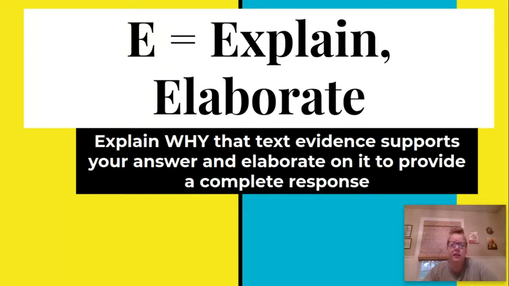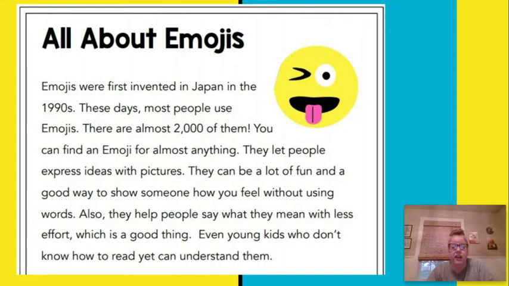And the E in RACE stands for explain or elaborate. So you're going to explain why that text evidence supports your answer, and you're going to elaborate or expand, give more information on it to provide a more complete response. So once you cite your text evidence, you have to explain why that backs up your answer. Okay, you have to connect your answer with the text evidence, and that is the E in the RACE strategy.